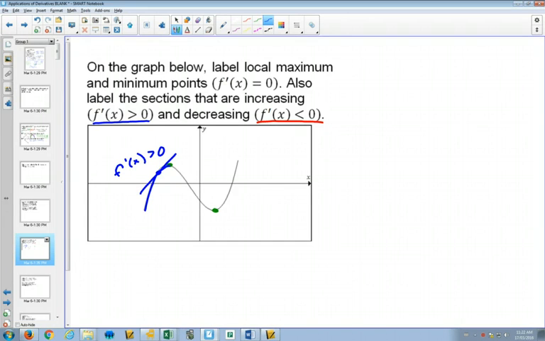Then between our maximum and minimum in this case, our function is now going down. And so it's decreasing. And again, if you wanted to check that, you could take any point, draw a tangent, and sure enough, the slope of the tangent on that line is less than 0. And finally, after that, it would be increasing again.